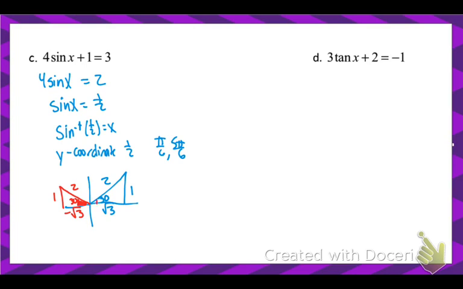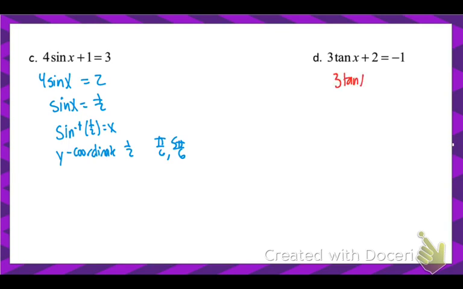So if that's 30 or pi over 6, that angle right there would be pi minus pi over 6, which is 5 pi over 6. So again, if you ever forget your unit circle, that's how you can come back up with those values algebraically.